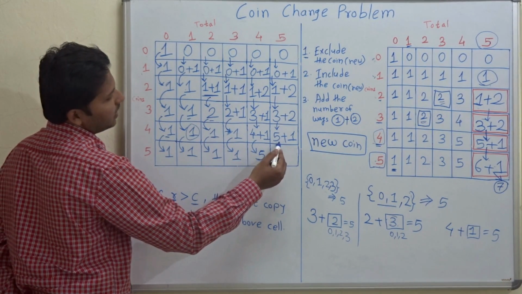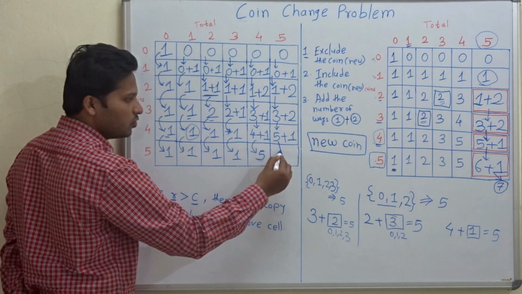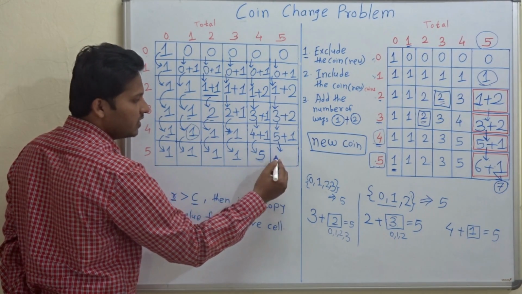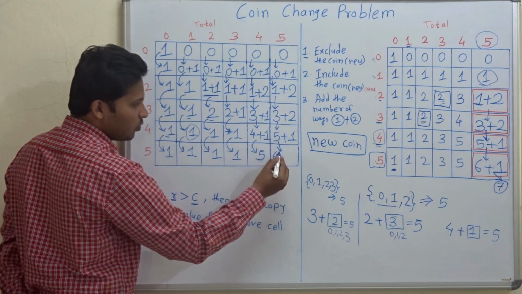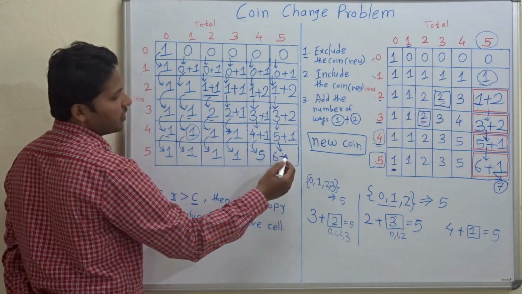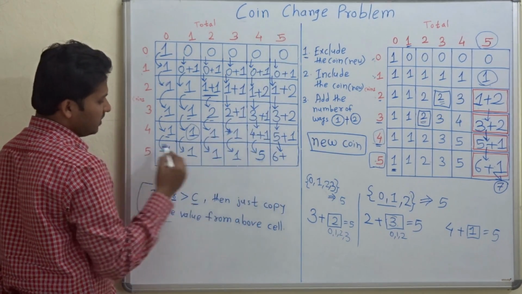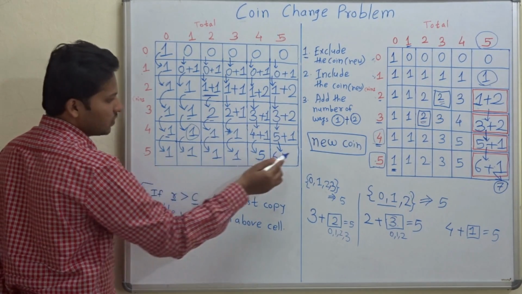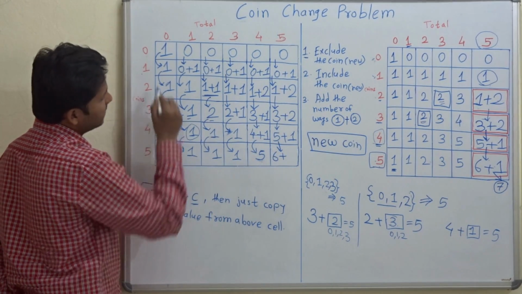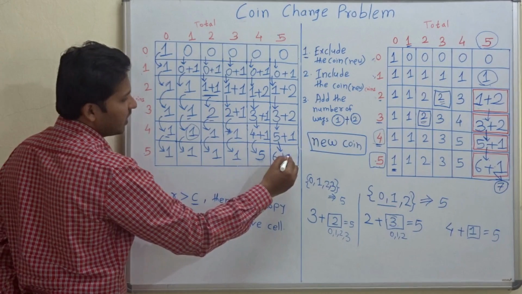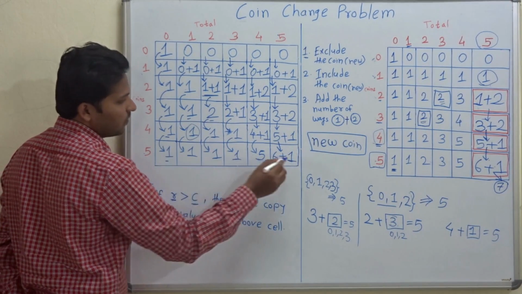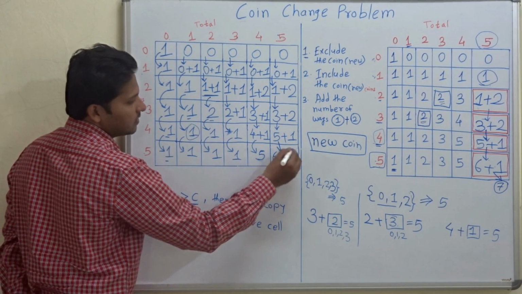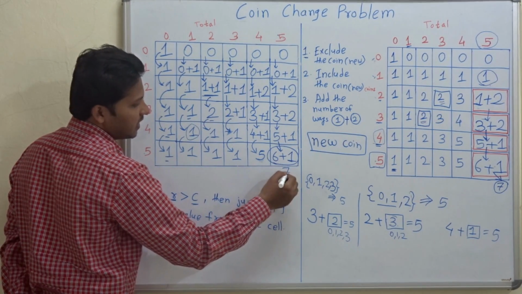And now 5 is equal to 5. So we have to use the rule. So for excluding the coin, the above cell value is 6. And for including the coin, 5 minus 5 is 0. So in the same row, go to the 0th column and take that value. That value is 1, which I have taken. So our answer is 7.